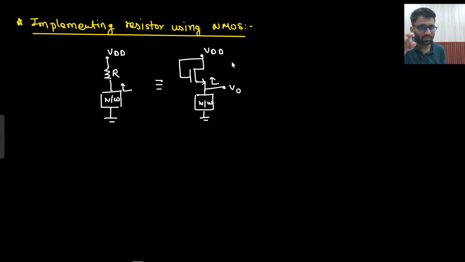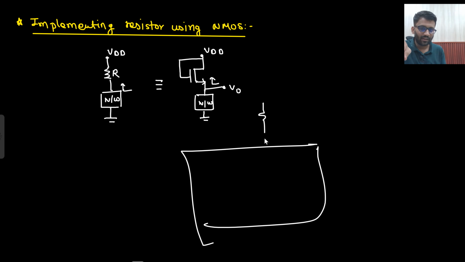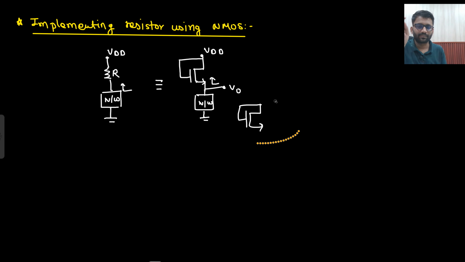Okay, so this can also be seen in some of the questions, that there will be some NMOS network here, and in place of this R they will be using this MOS. So that can also happen.